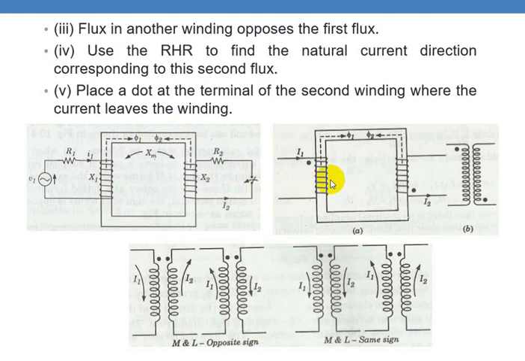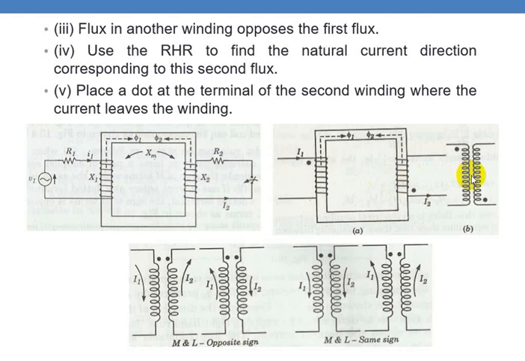Now place the dot at the terminal of the second winding where the current leaves the winding. Already we have placed a dot where current is entering one of the windings. In the other winding, you find the natural current direction, the terminal at which current leaves the winding, that is this point, and place the dot there. Now this can be drawn like this.